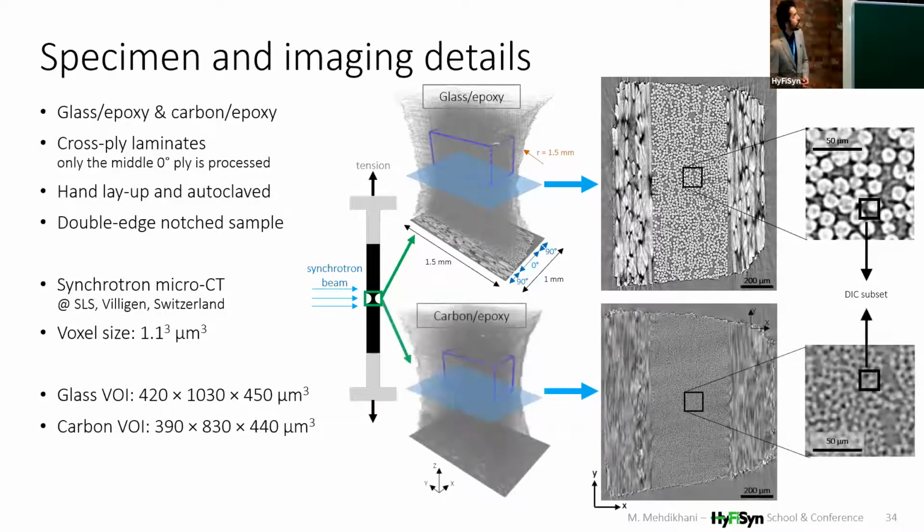But for the carbon epoxy material, that's not the case. We can somehow see the fibers, but we cannot really define the edges of these fibers. So this is the main difference between these two materials.